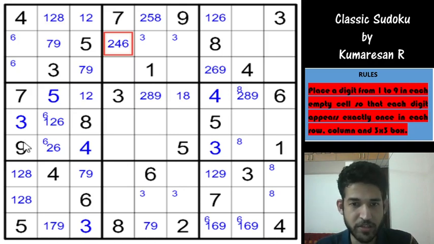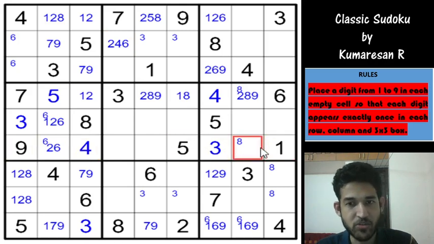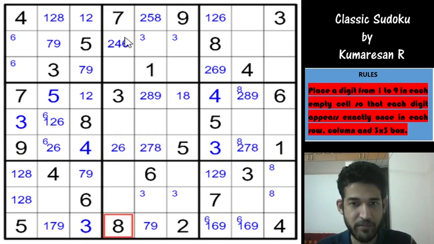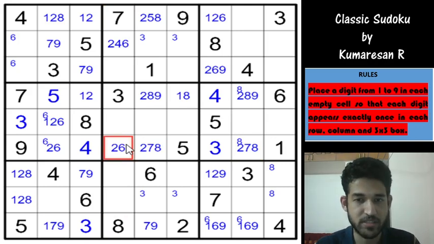Let us look at row 6, maybe 1, 4, 9, 4, 9, 1, 3, 5. So remaining digits are 2, 6, 7, 8. So this would be 2, 7, 8. That would be 2, 7, 8 again, and that would be 2 and 6 because I have a 7 and 8 here. So that has to be 2 and 6.